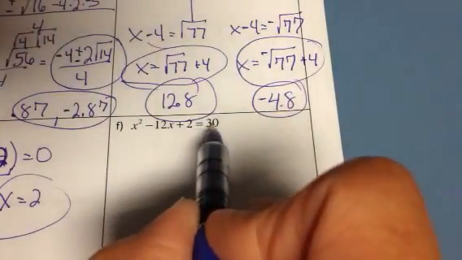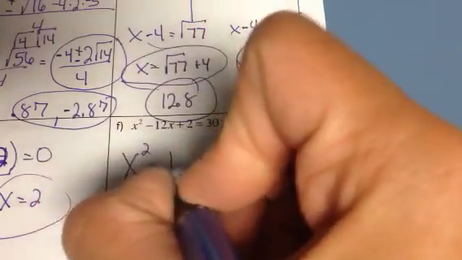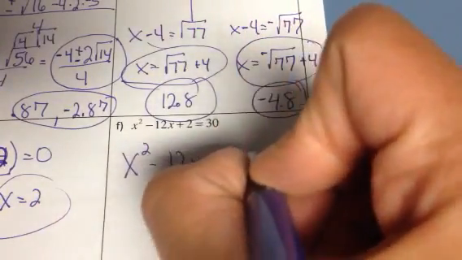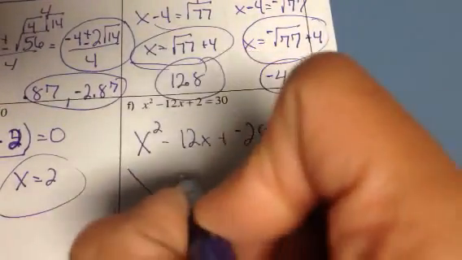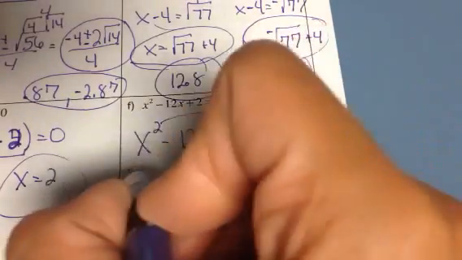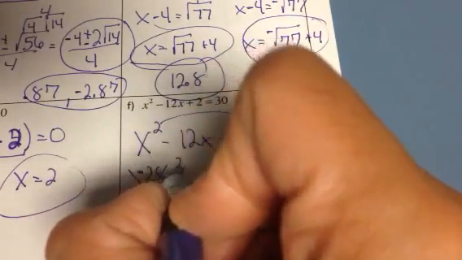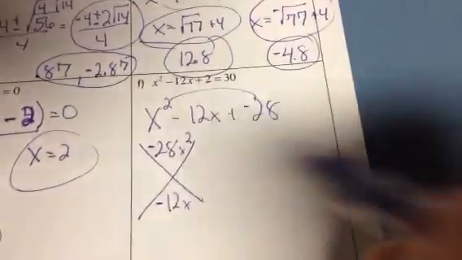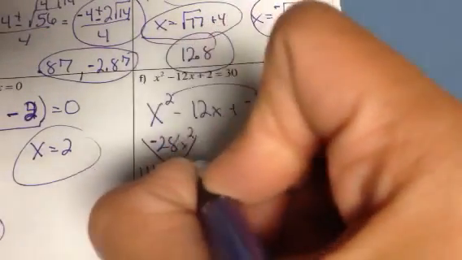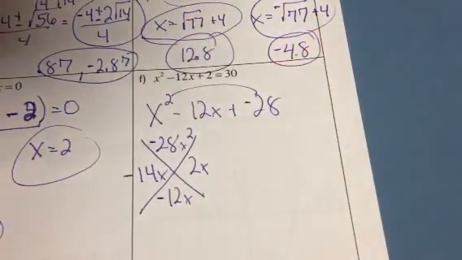And the last problem, this one is not in standard form. I'm going to move the 30 over to join the 2 by subtracting it, and that's going to give me a negative 28. So now I'm going to factor. I need factors of negative 28 x squared to get me to 12x, or negative 12x. That's going to be 14x and 2x, but I'm going to have to make the 14 negative.